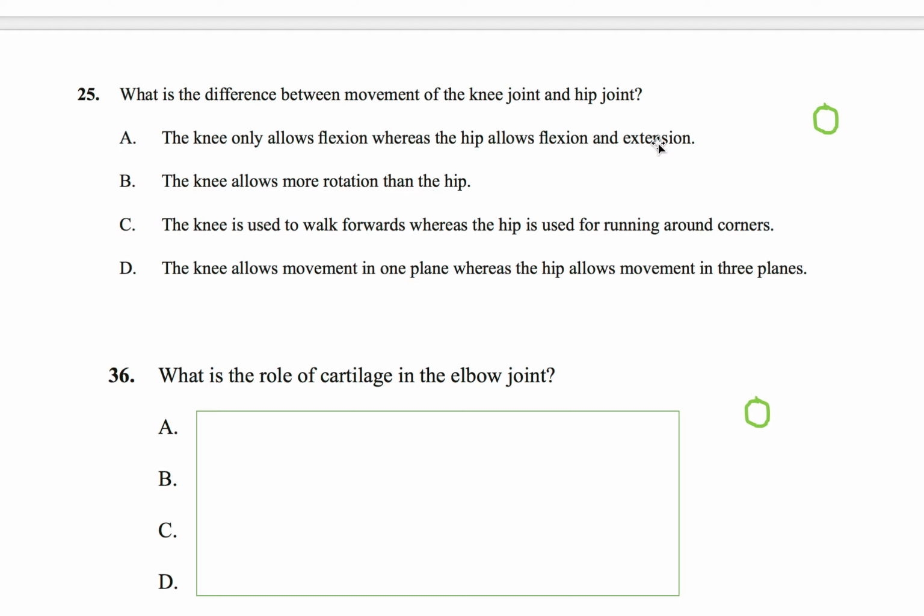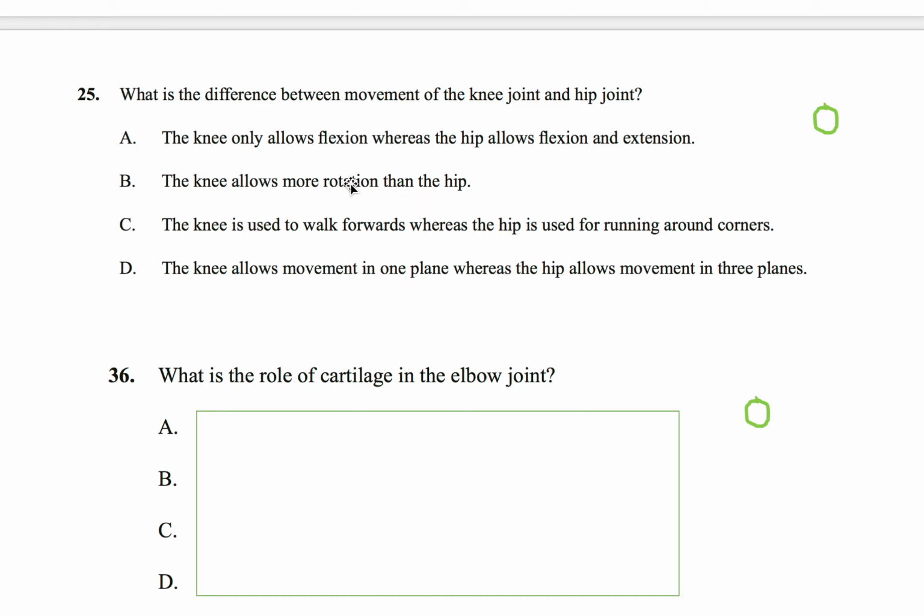Now what about B? The knee allows more rotation than the hip. Okay, so we know your knee is like a hinge joint. A hinge joint is like a joint on your door. Your door can only move in one direction, open or closed. It can't move up and down or anything like that. So your knee is the same way. It can only flex and extend. It can't move sideways or anything like that. It can only move in one direction, okay? Forward and backward, extend and flex.